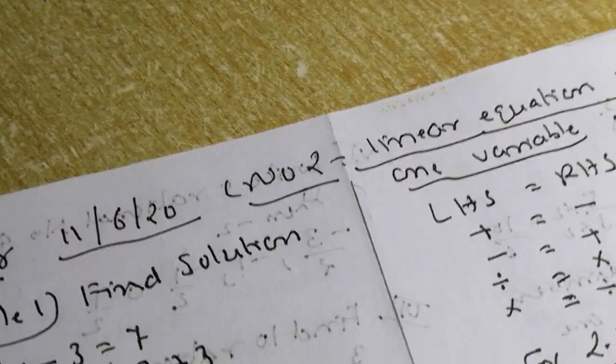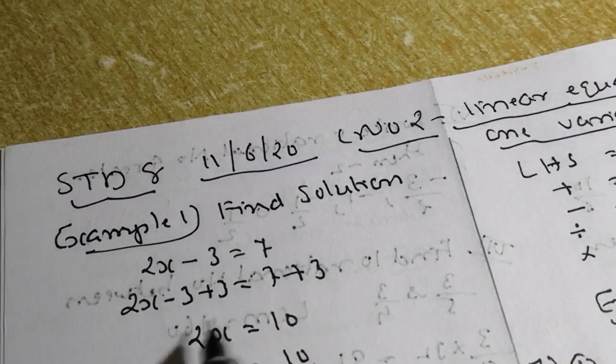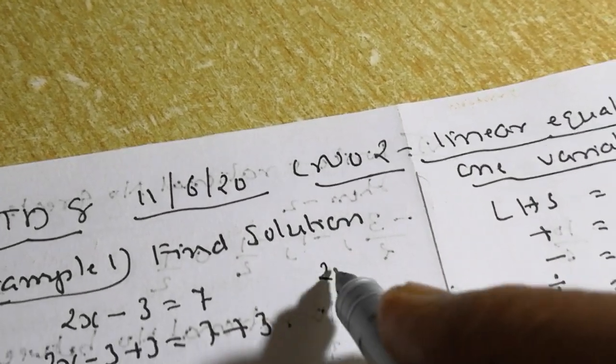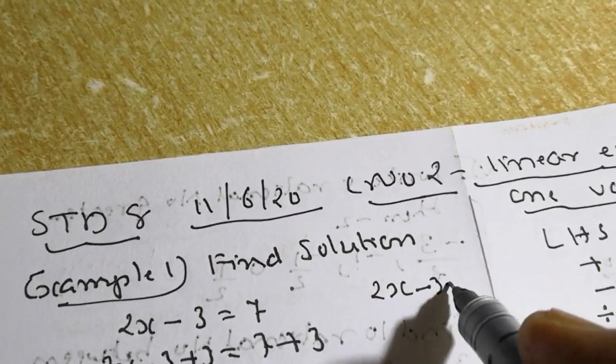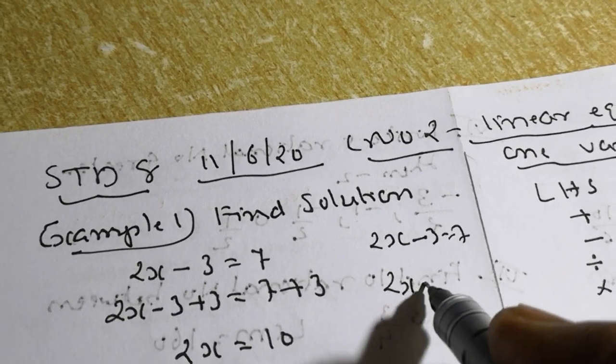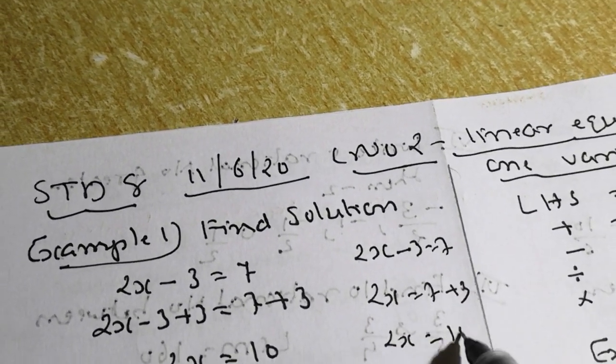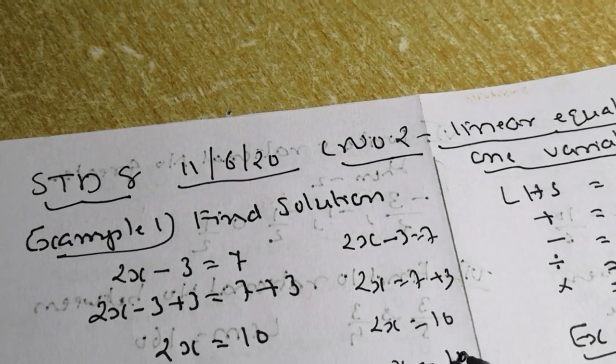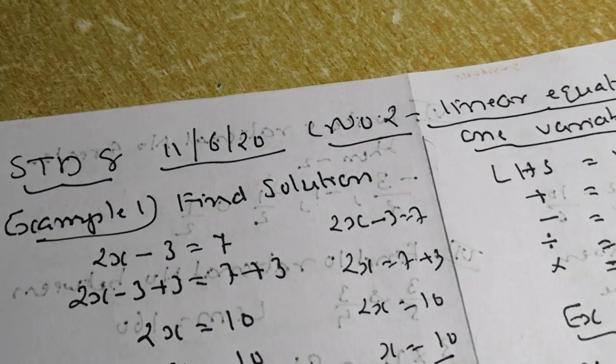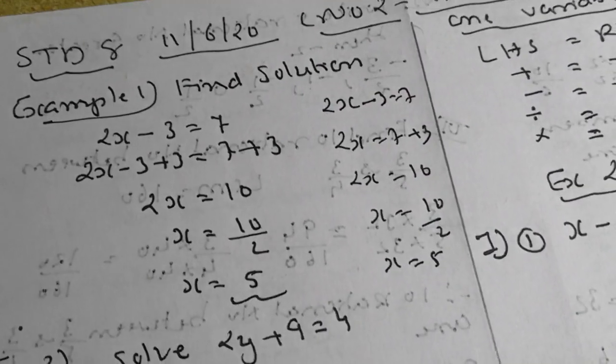So here there is minus 3, so I am adding plus 3 on both the sides. Or you can go in this way. 2x minus 3 is equal to 7. So 2x is equal to 7 plus 3. So 2x is equal to 10. x is equal to 10 upon 2. So x is equal to 5.